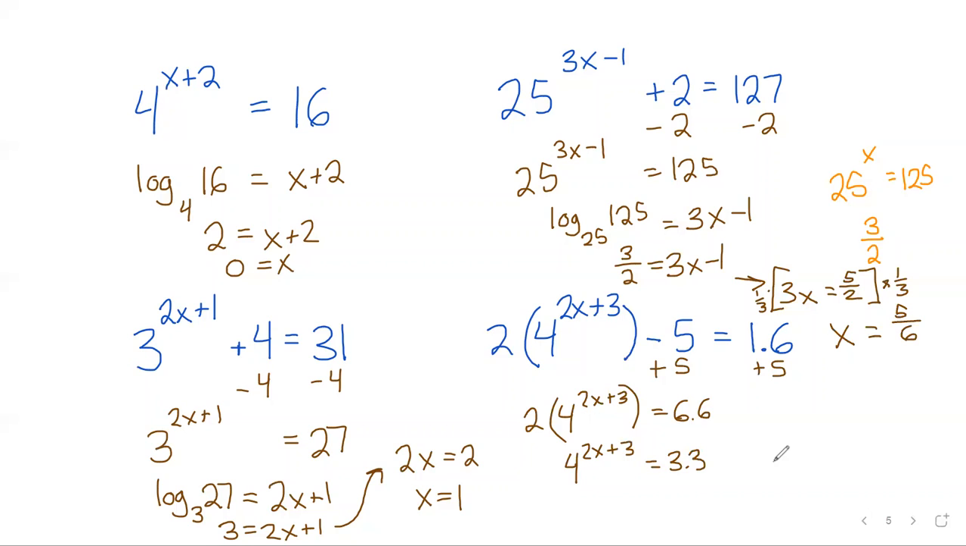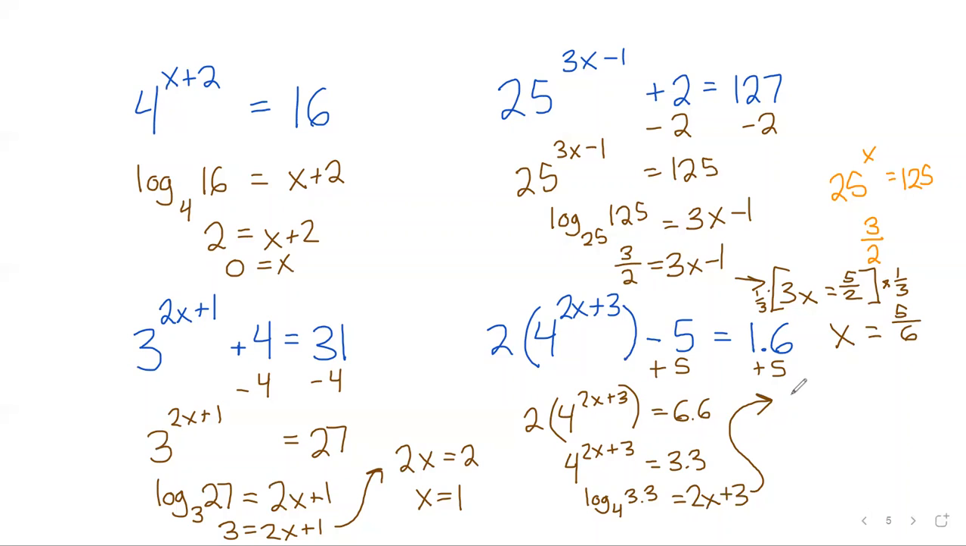Okay, so exponential part by itself, unknown in the exponent, that means log format. Base 4, argument 3.3 equals 2x plus 3. Here we can just tell by looking at this, this clearly isn't like a nice normal fraction or number. This is going to be some decimal. And so this is where you would use your calculator and find that value.